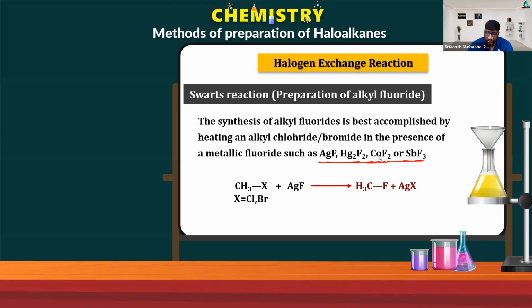Those are metallic fluorides. The metallic fluorides will produce F minus. That F minus will attack the respective carbon, forming CH3F, and whatever chloride or bromide is obtained will be taken up by Ag plus, Hg plus, Co plus 2, or Sb plus ions to form the respective precipitates. And this reaction is named the Schwarz reaction.